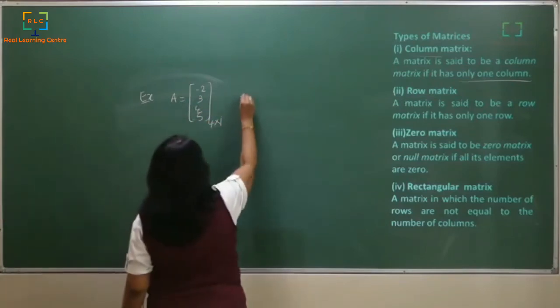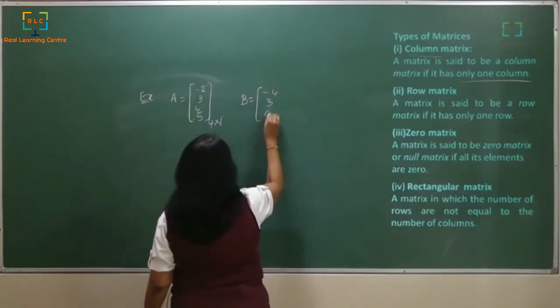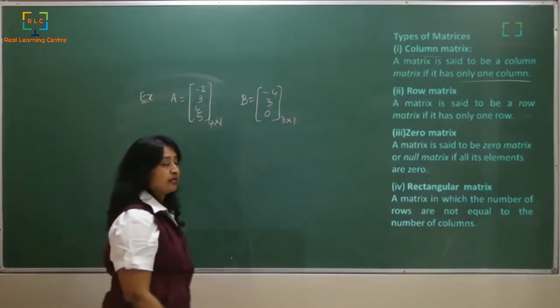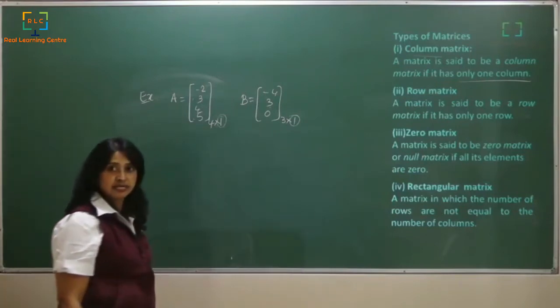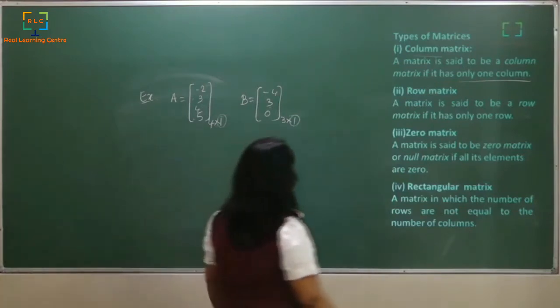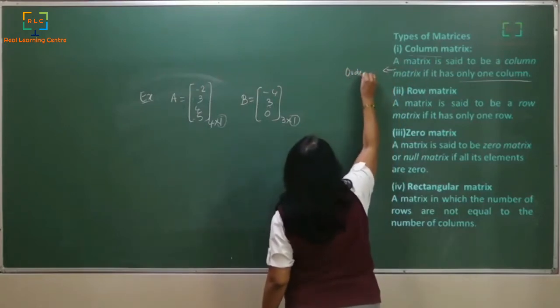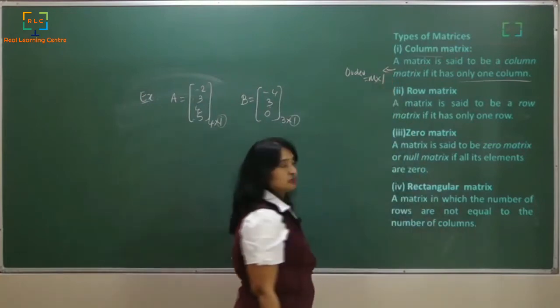I shall go for another matrix example. B is equal to minus 4, 3, 0. Now what is this? This is 3 cross 1. Every time, because it has exactly one column but can have any number of rows, the order of a column matrix will always be m cross 1.